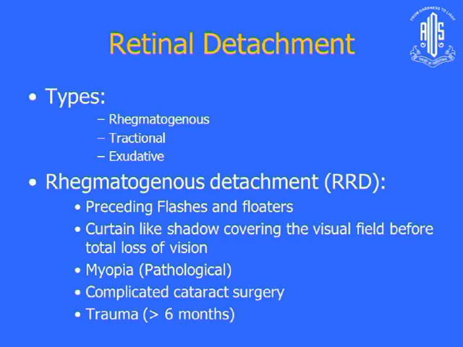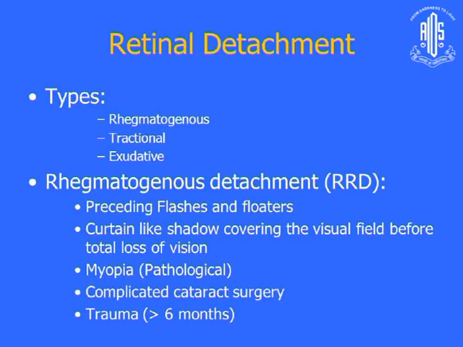So retinal detachment, as all of us know, can be rhegmatogenous retinal detachment, where there is a retinal break, tractional retinal detachment, and exudative retinal detachment. I am restricting this talk because exudative will be covered in uveitic causes, and tractional is more or less related to diabetic retinopathy. This is mainly for rhegmatogenous retinal detachment.